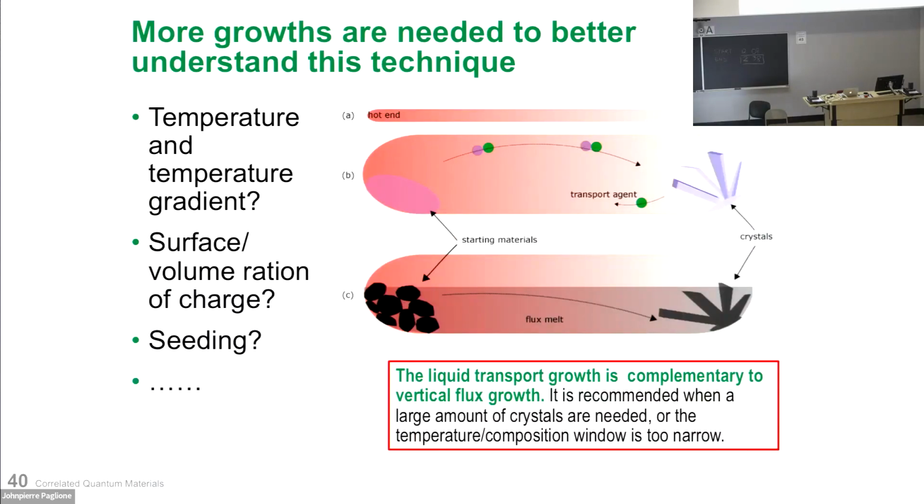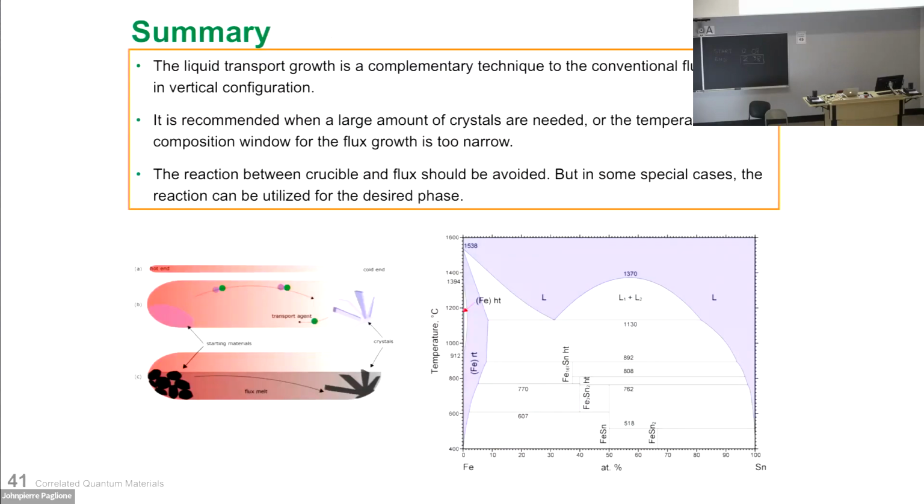There need to be a few more growths done, probably a little theoretical work to see how well this works. And in certain things like, how fine should these particles be? Does the surface to volume ratio make a difference? Probably it does, certainly in terms of the rate anyway. But this technique is complementary to the vertical flux growth. So if you can't get this to work, this horizontal method might work. Yeah, that's basically just what I told you previously.